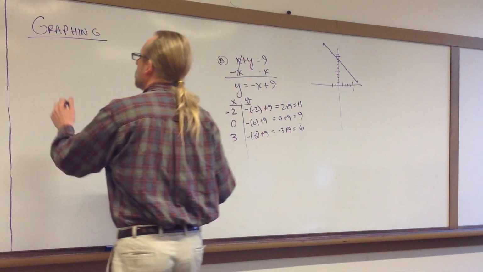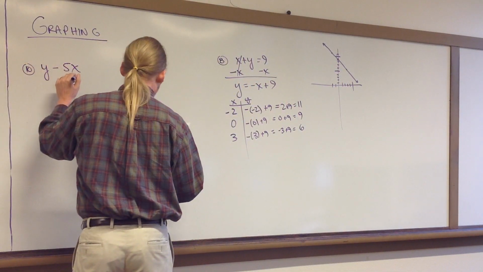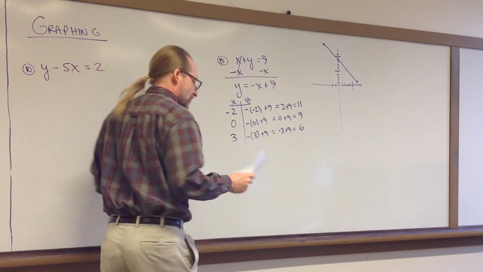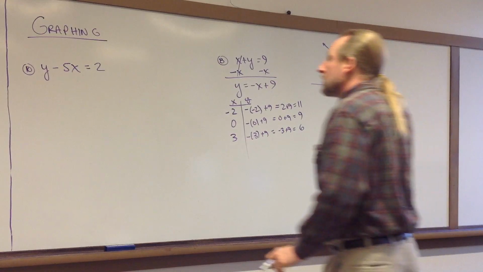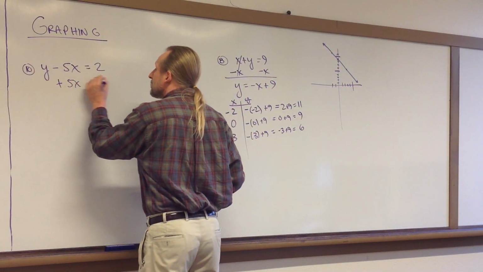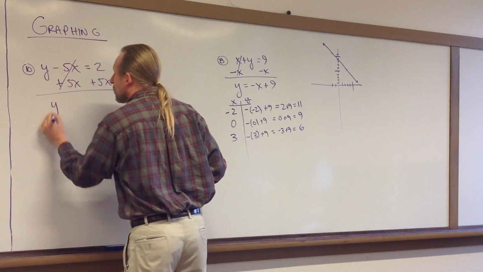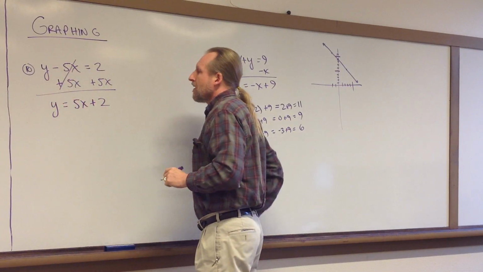All right, problem 10. Y minus 5x equals 2. Again, this is pretty straightforward. Let's see. We're going to add 5x to both sides. So y equals 5x plus 2.